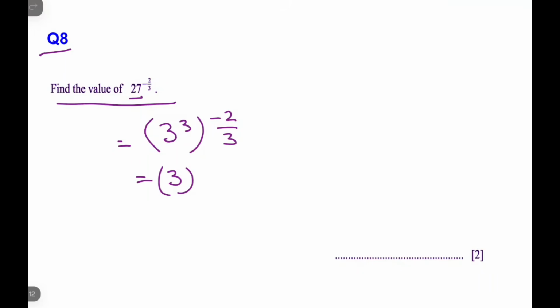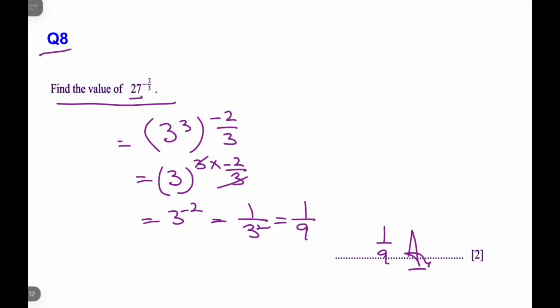Now question number 8, find the value of 27 power minus 2 by 3. So 27 can be written as 3 power 3 whole power minus 2 by 3. This can be written as 3 power 3 times minus 2 by 3. This cancels, we are left with 3 power minus 2, which will be equal to 1 upon 3 square, which will be equal to 1 upon 9. So 1 upon 9 will be our final answer.